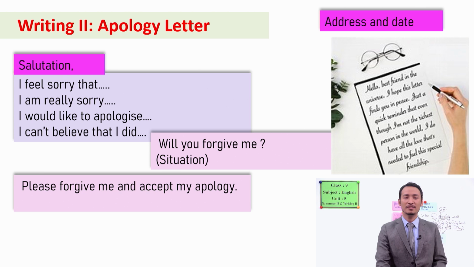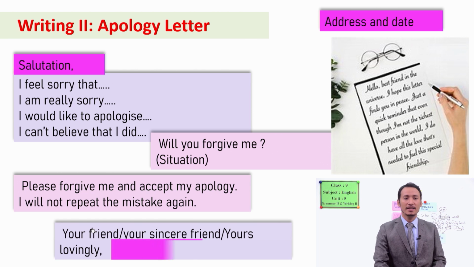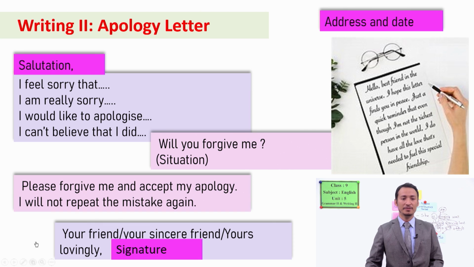You can write about what you want to say, what you want to do, or what you want from the person. You want the acceptance of the apology, right? So you express that, and you say, I will not repeat the mistake again. And finally, you can close your letter with closing lines like your friend, your sincere friend, or yours lovingly, and you sign your name here at the end.